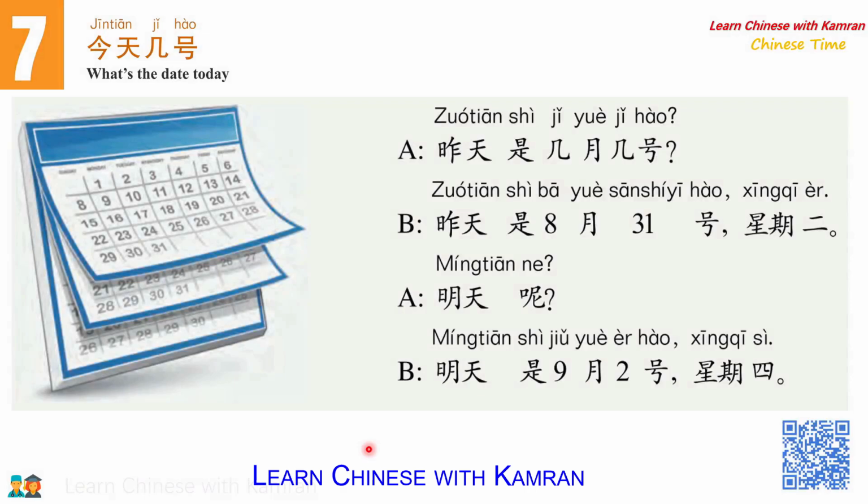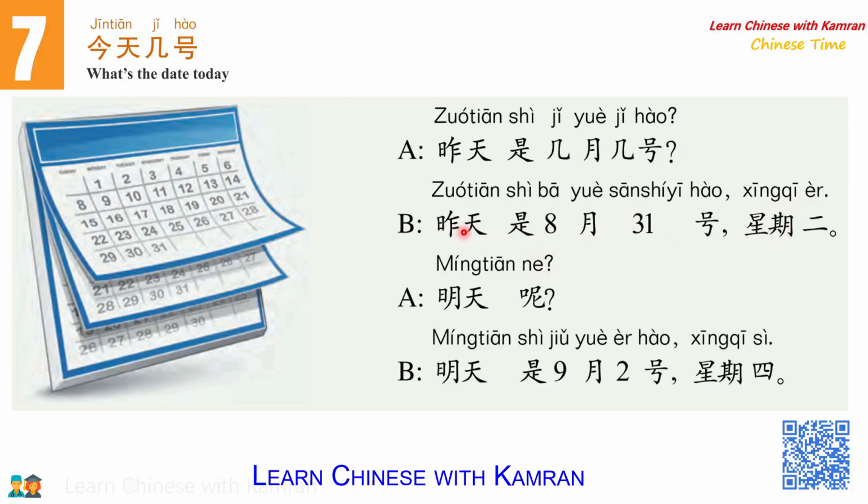Second dialogue is again an important one. The second dialogue is 昨天是几月几号? 昨天 is yesterday. So what was the date yesterday? 昨天是几月几号? What was the date yesterday? 昨天是8月31号. Yesterday it was 31st August. 星期二, Tuesday. So you can see it is very simple.